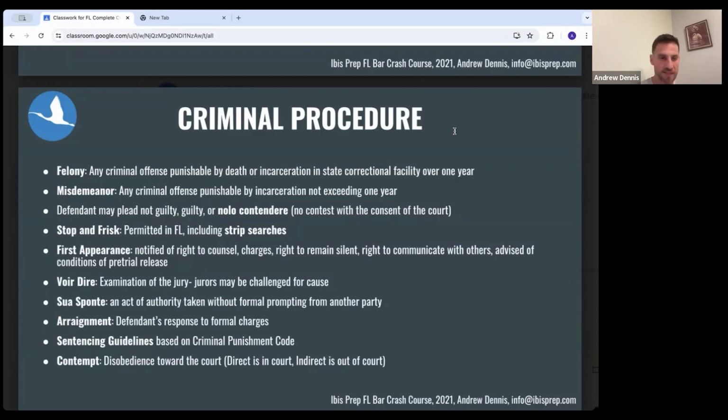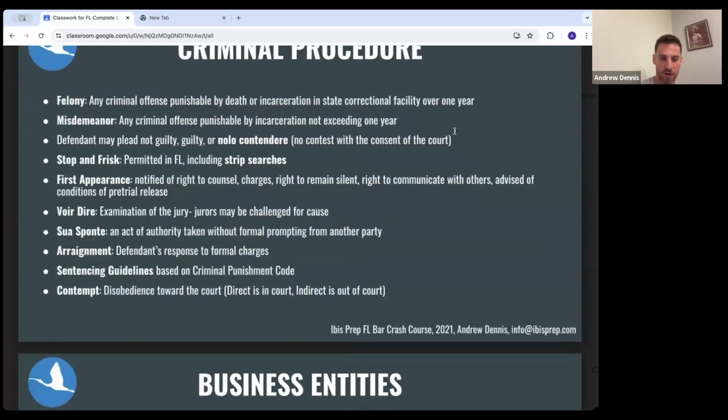An arraignment is when the defendant responds to formal charges, like I plead guilty, I plead not guilty. A lot of times first appearance and arraignment happen back to back in the same procedure. Sentencing guidelines are based on the criminal punishment code, and contempt would constitute disobedience toward the court. Direct is in the court and indirect is out of the court.